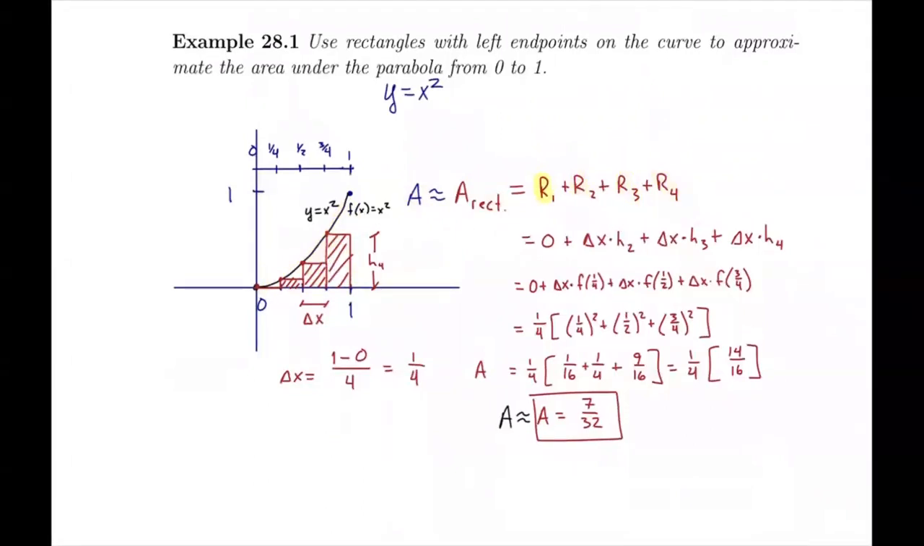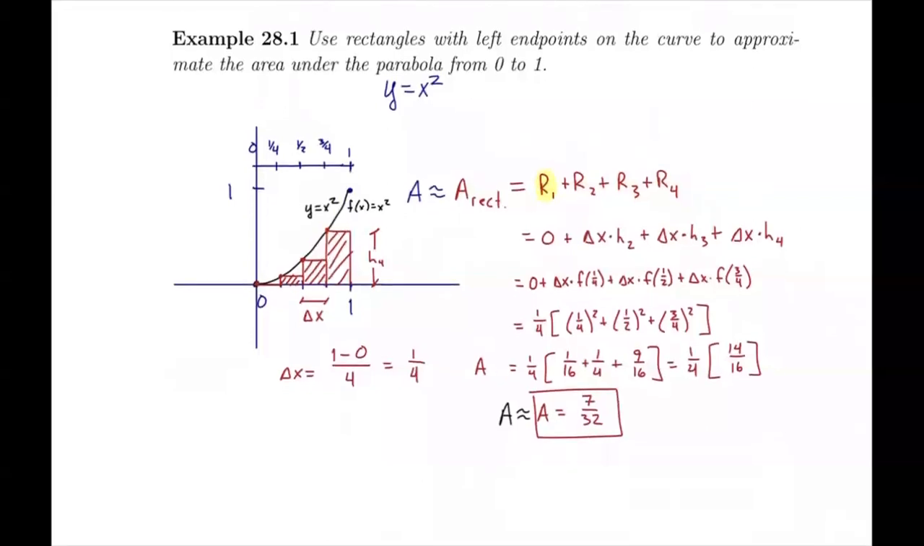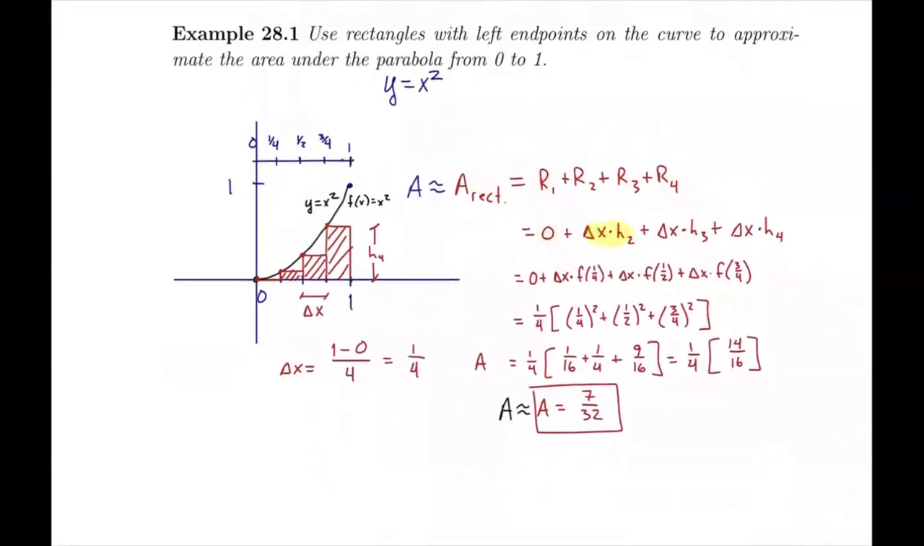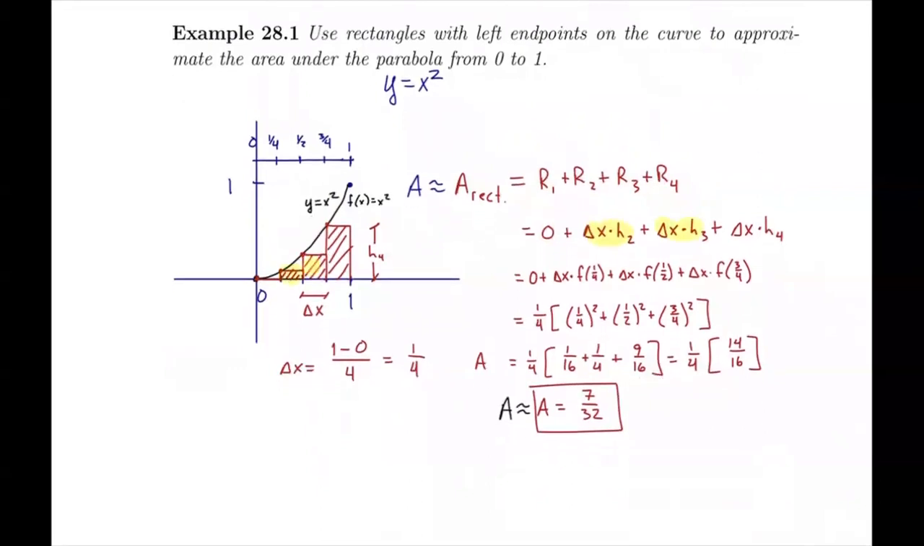So what we'll do is take the area of the first rectangle, which is this flat one here, and there actually isn't any area, so it's 0. It's got height 0, so 0 times delta x is 0. And it'll be delta x times the height of the second rectangle, delta x times the height of the third rectangle, and so on to the fourth.